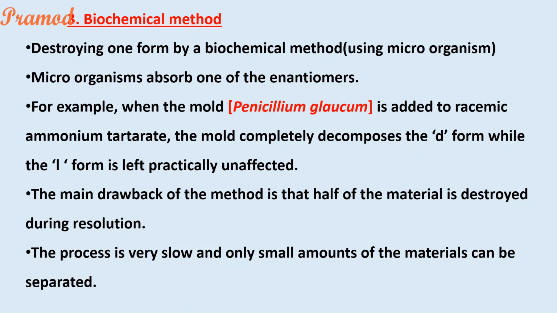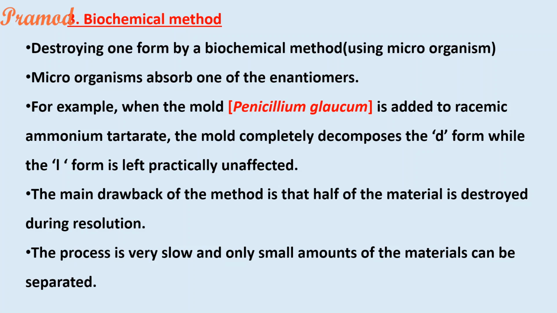Let us take an example: Penicillium glaucum is added to a racemic mixture of ammonium tartrate. What does this Penicillium glaucum do? It will decompose the D form, the dextro form. Your dextro form of ammonium tartrate is completely used up by Penicillium glaucum, and what is left? Only your levo form. Your levo form is unaffected, and this can be separated out from the mixture. The main drawback is that half of the material gets consumed by the microorganism, and half is retained.